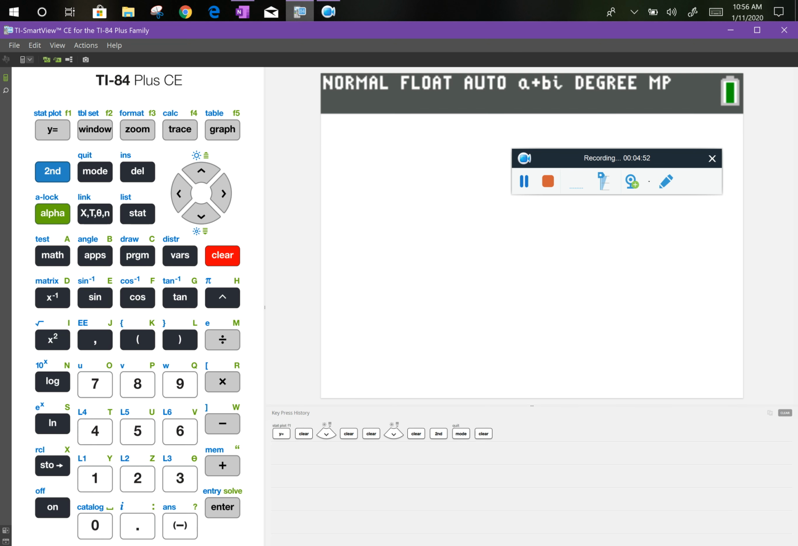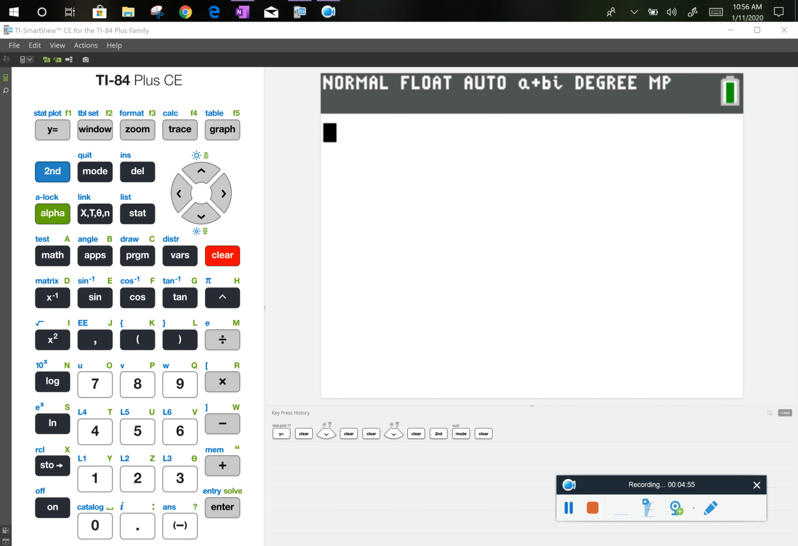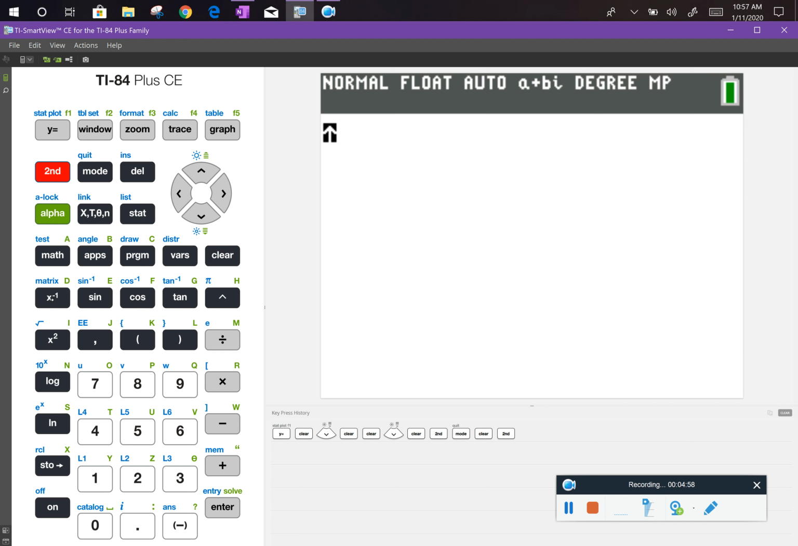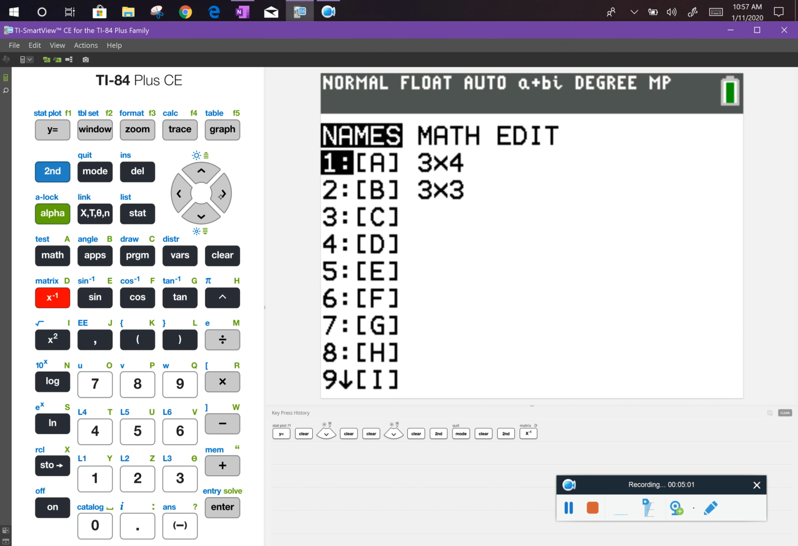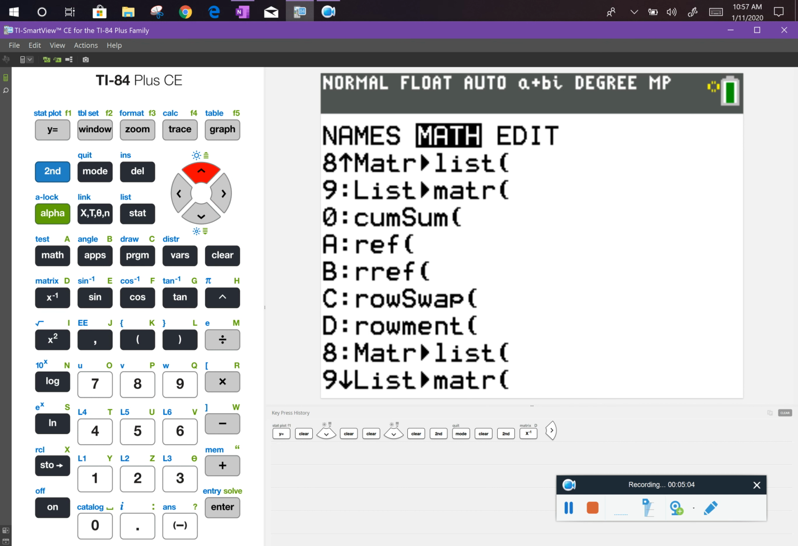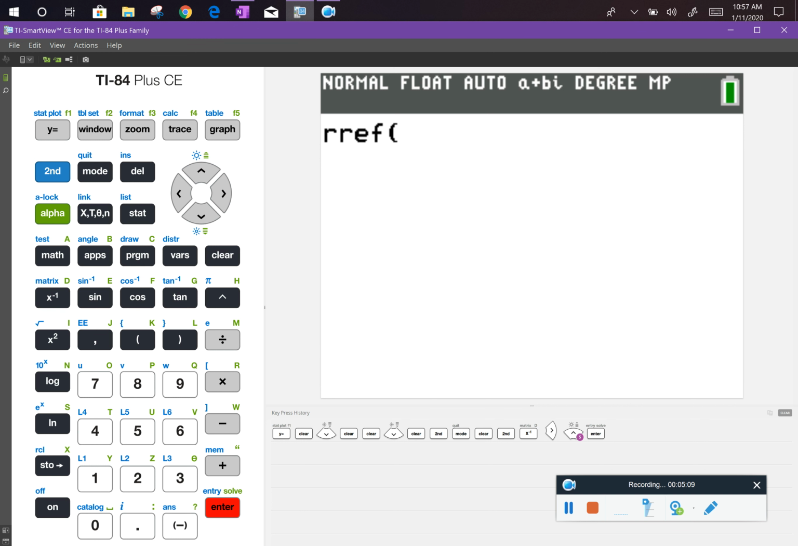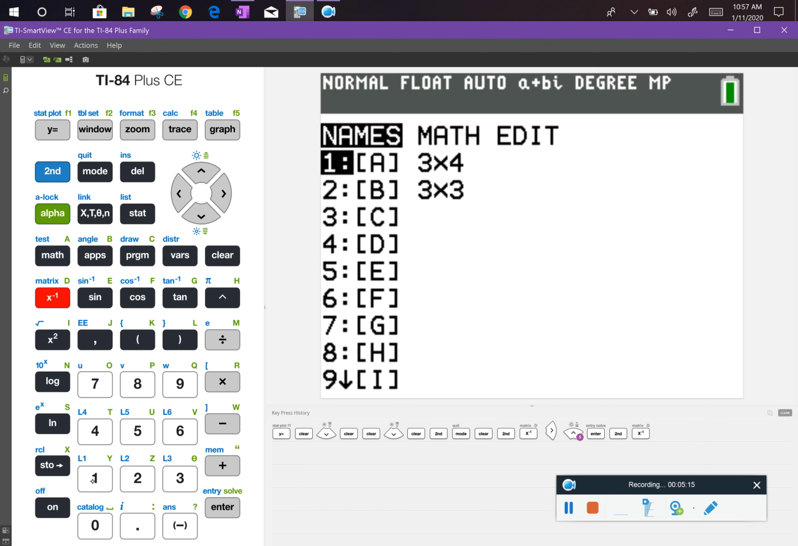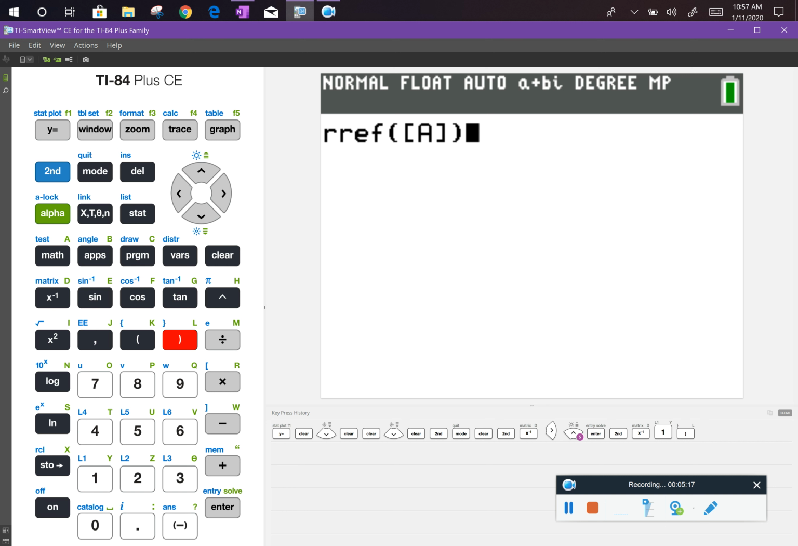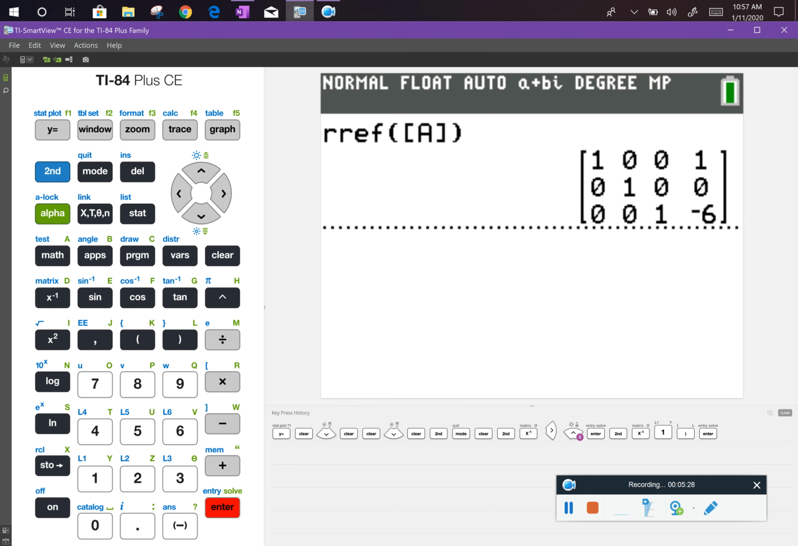Now, to save myself a little bit of button pushing, I did go ahead and store that matrix ahead of time. So I'm going to go straight to the ref function. So I went into matrix, math, and it's option B down here for ref. And because I have the matrix stored, I can just go to second matrix and I put it in that first position. You would probably go to alpha zoom to get the matrix menu, and you'd probably just type that matrix right on the screen. So I've performed ref, and I can see that my numbers are 1, 0, and -6.